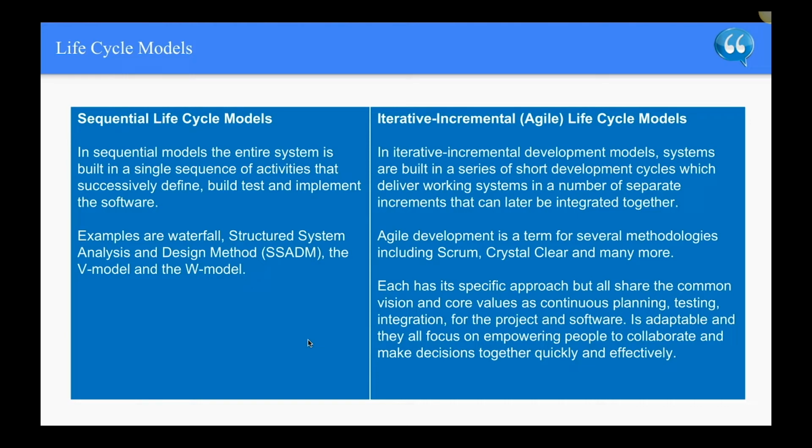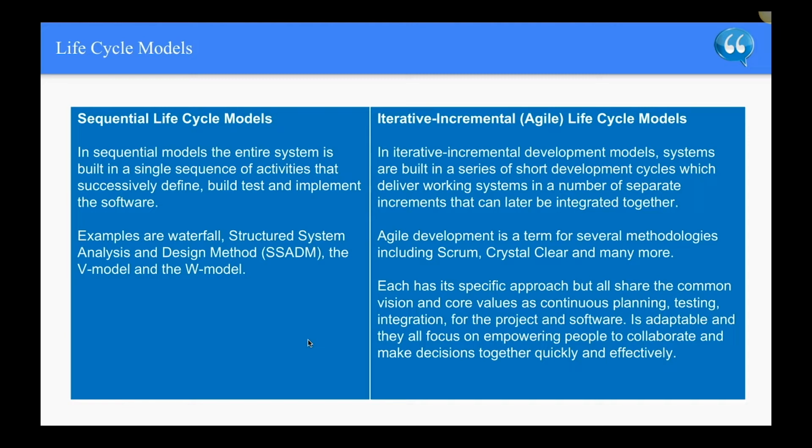So in the sequential life cycle models, the entire system is built in a single sequence of activities that successively define, build, test, and implement the software. The examples are waterfall, structured system analysis and design method, the V-model, and the W-model. There are others as well, but those are the more common ones.